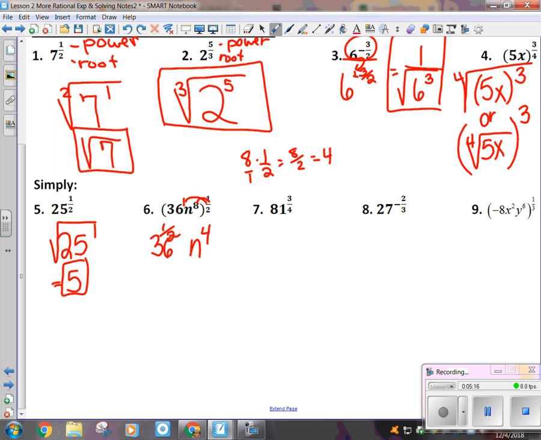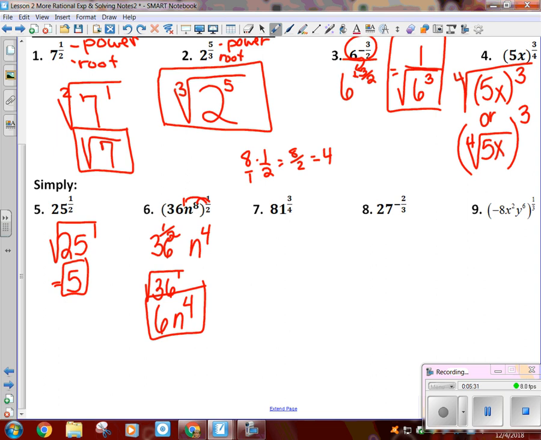What's 36 to the 1/2 power? That's 36 to the first power, taking the what? Second root. So that's 6n to the 4th. Final answer. Now I can do this in my calculator. I can do the 36 to the 1/2. I can't do the n to the 4th with my calculator.